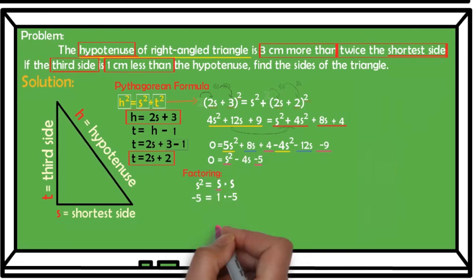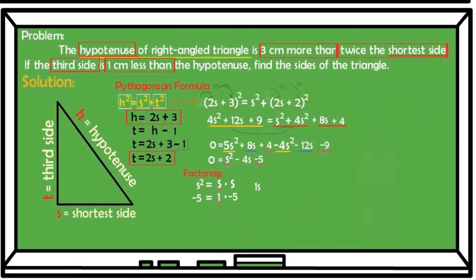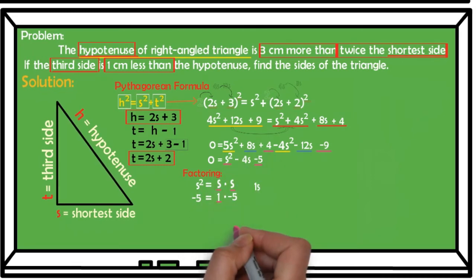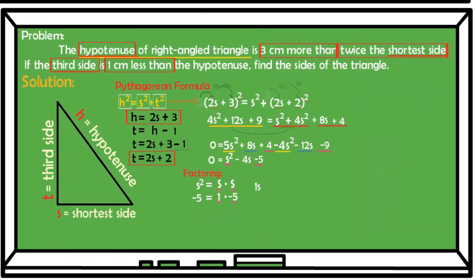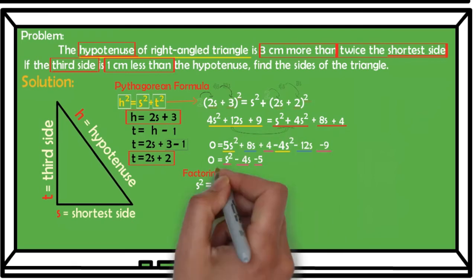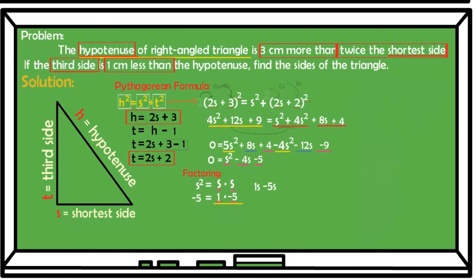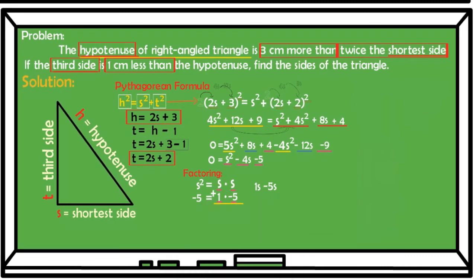Sir, bakit yan yung factor? Kasi, when you multiply s times 1, we have s, or 1s. Then, s times negative 5, the answer is negative 5s. So, unlike sign, subtract natin. So, makukuha natin yung negative 4s. 5 minus 1, that is 4. Then, yung 1 dito, positive.